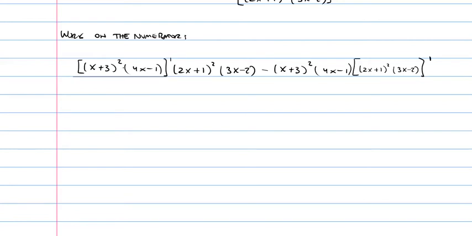This is going to be a product, so we're going to have the derivative of (x+3)^2 times the second term without differentiating, plus the first term times the second term with the derivative, times these other two functions that are just multiplying the whole thing.